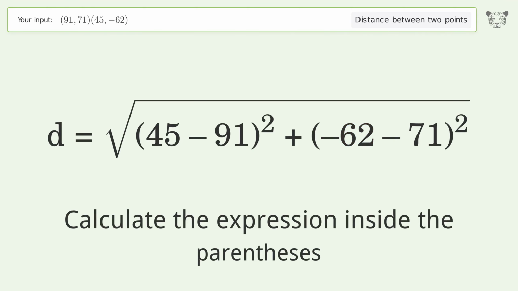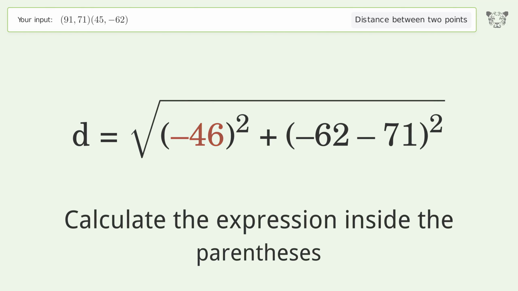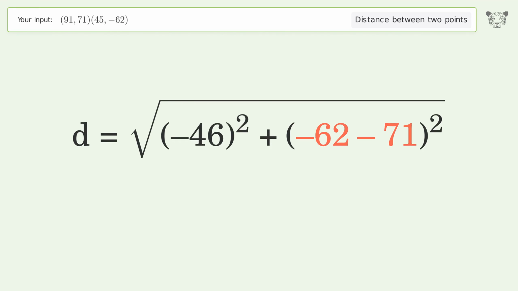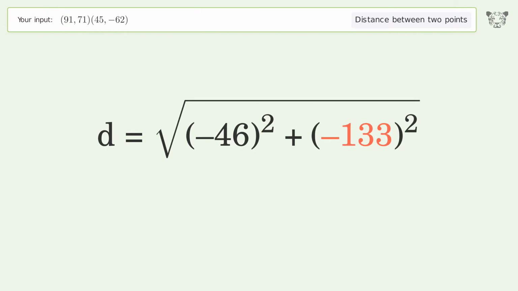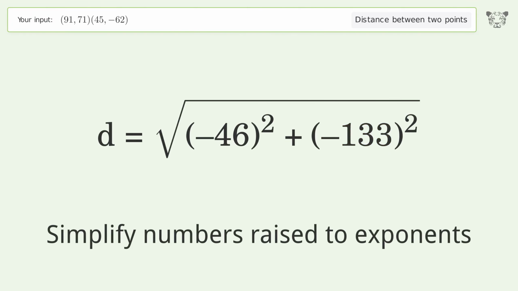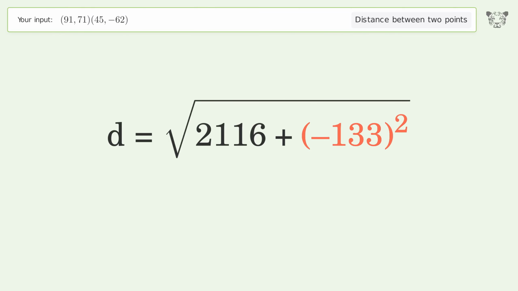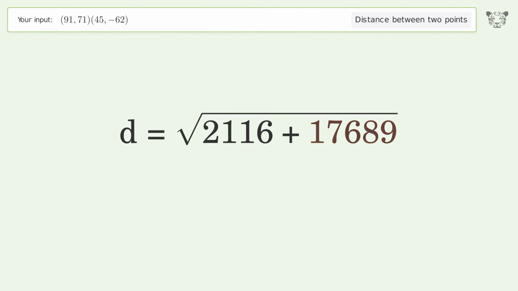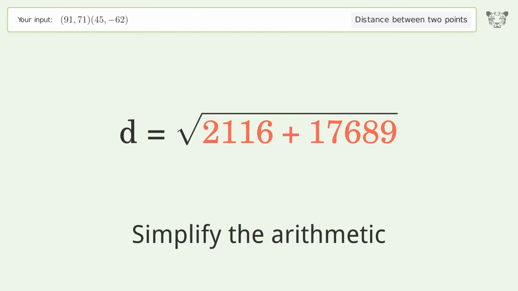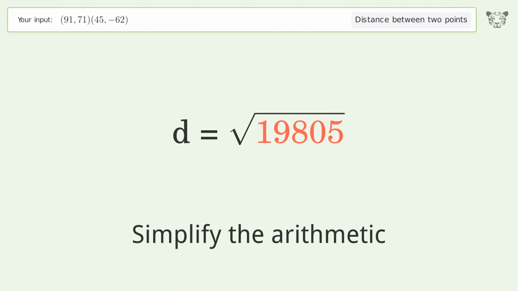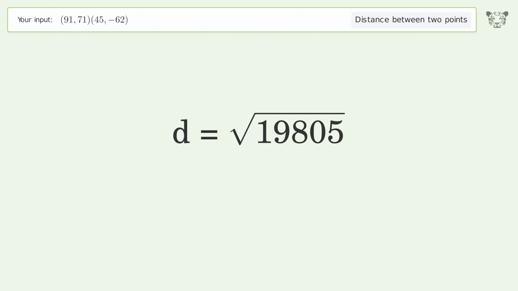Calculate the expression inside the parentheses. Simplify numbers raised to exponents. Simplify the arithmetic. And so the distance between the 2 points is the square root of 19,805 or 140.73.